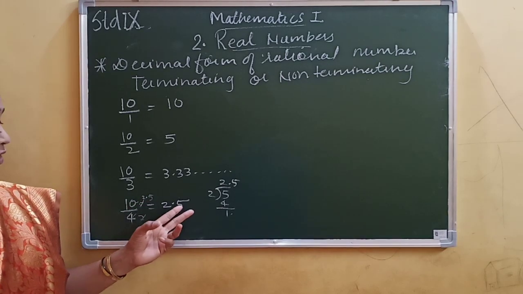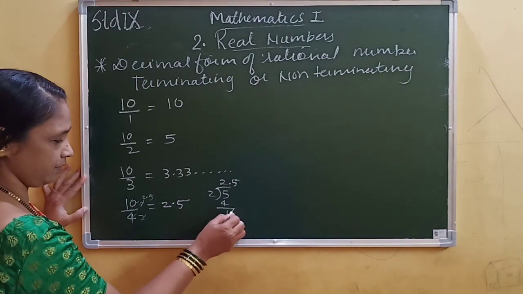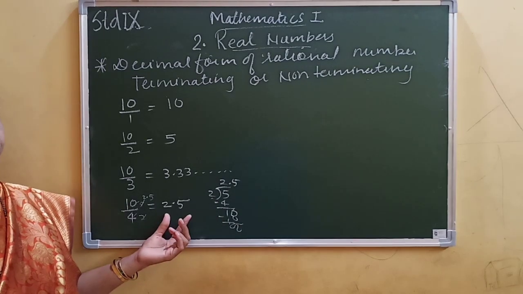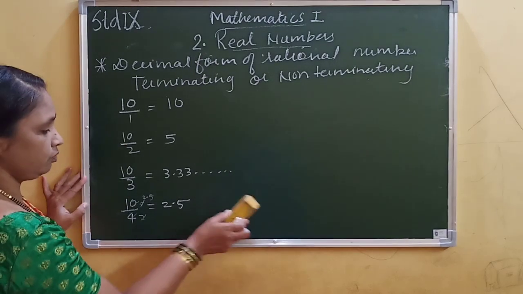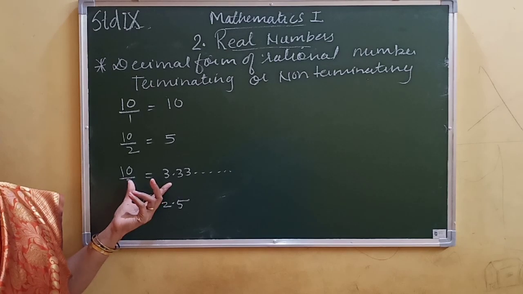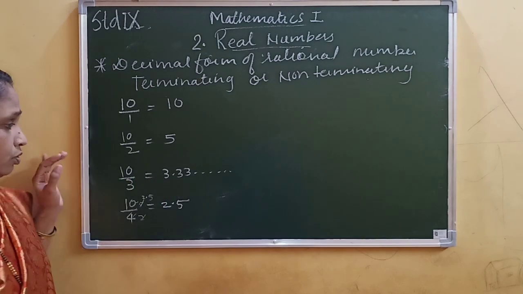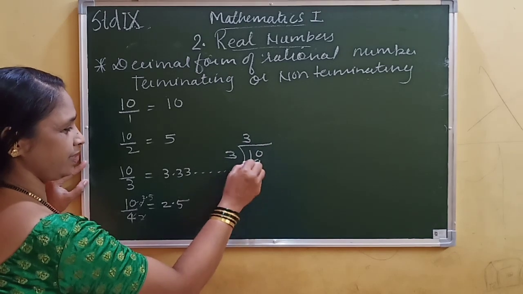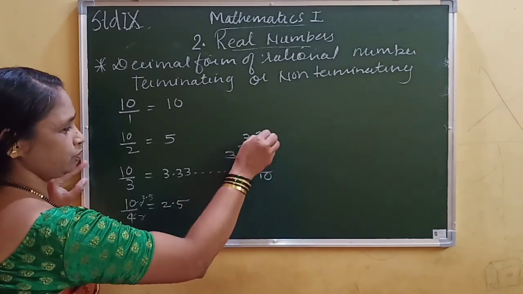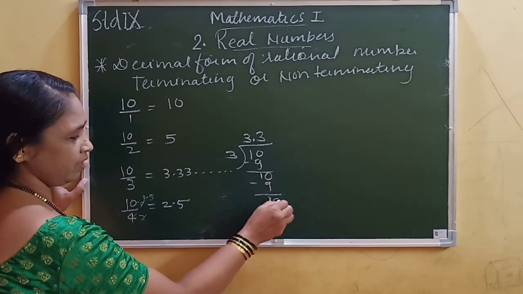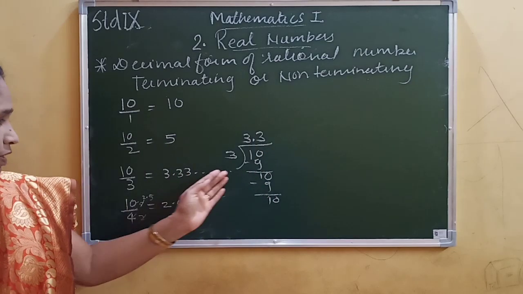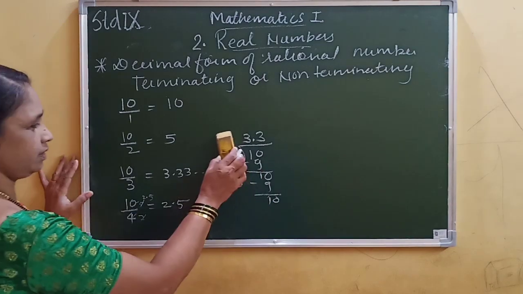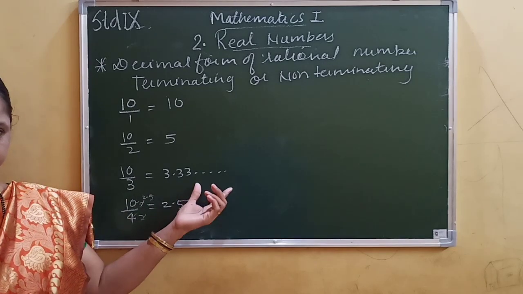Here 2.5 I got. Now how did I get 2.5? Here we take 0, then two 5s are 10. So here the remainder comes 0, means here we got 2.5. Now are we getting remainder 0 here? No. See, this also you can try. 3 threes are 9, 1 remains, 0, 3 threes are 9, again 1, again 0. So like this it will come. It will never end. So it is 3.33 dot dot. So is it terminating? The division is not terminating.